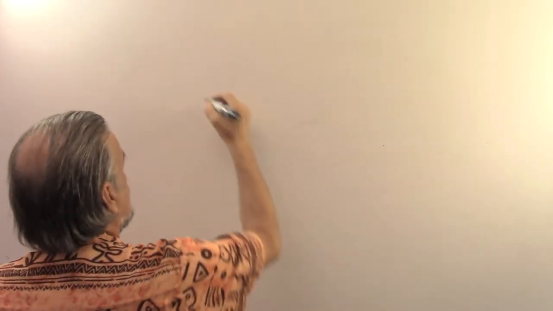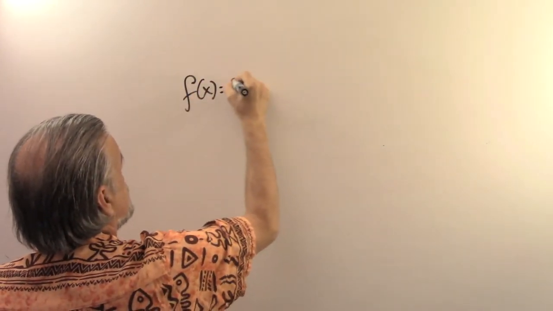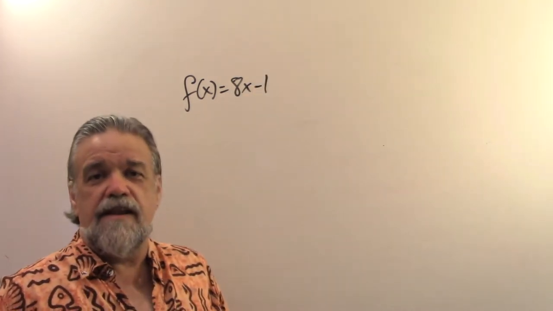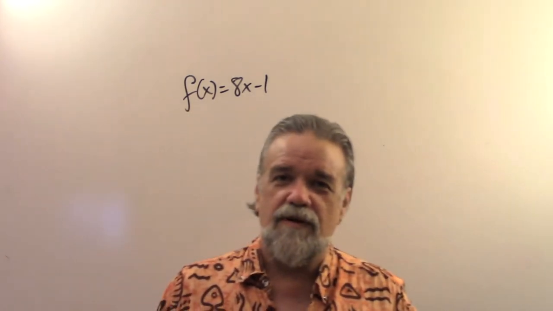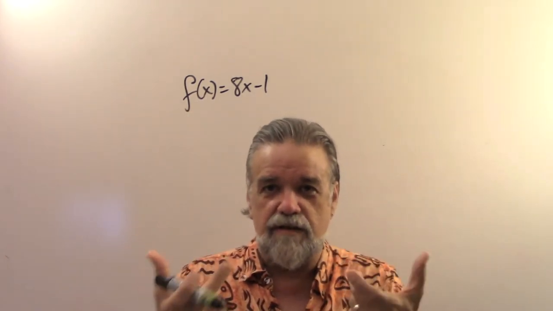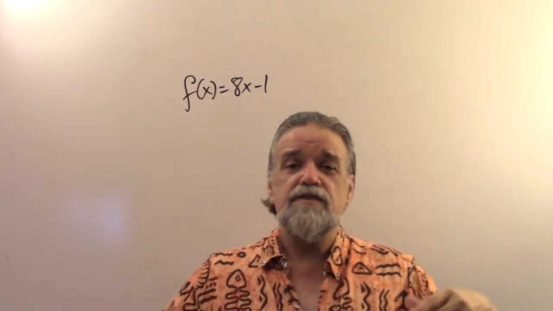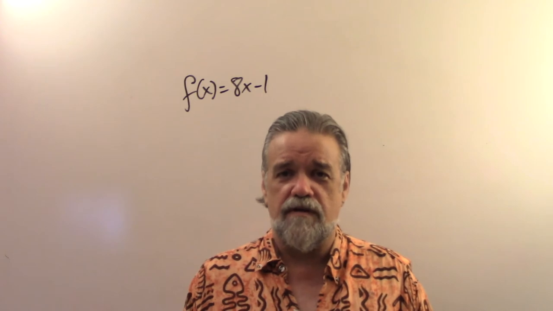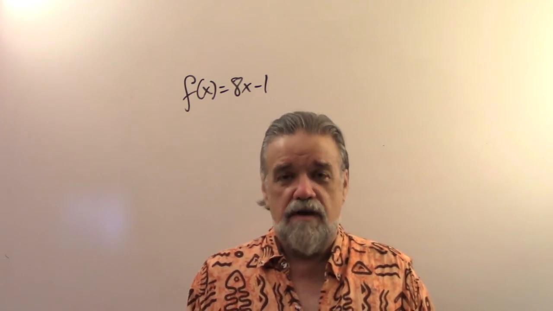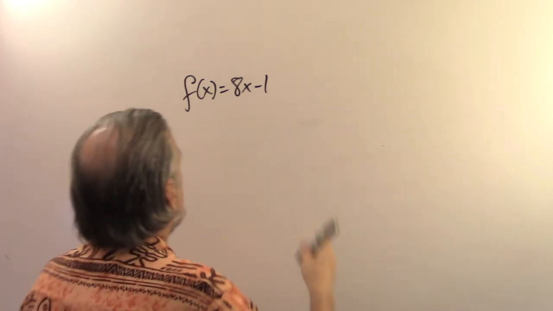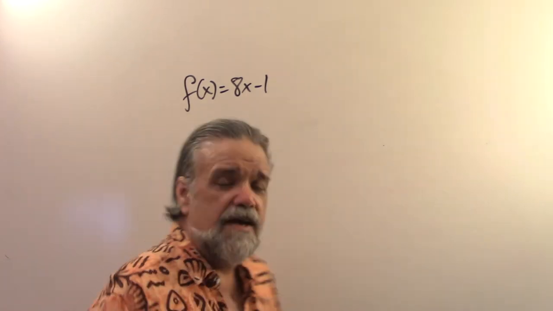Let's say we have f of x equals 8x minus 1. All right? Now, my question to you is, well, I was told how to tell if two functions are inverses of one another, but what if I just want to find the inverse? What if I just want to derive it myself? Well, you can do that. You can algebraically figure out your own inverse.